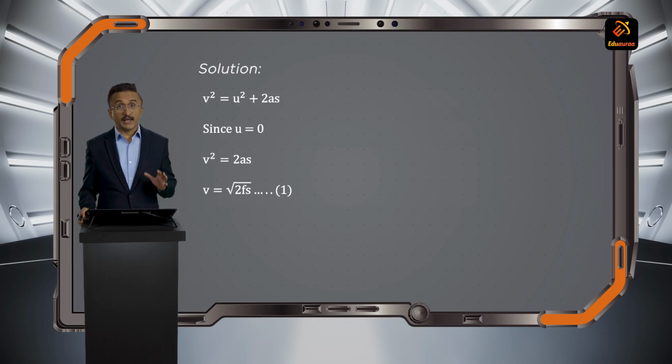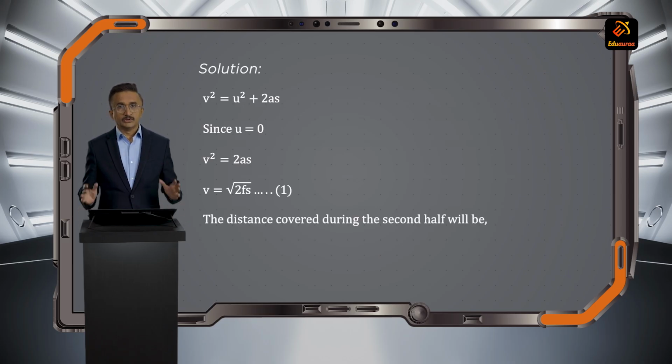So this is the velocity at the end of the first distance when there is acceleration, and now there is no acceleration. The car is moving with a constant speed, and that speed is root 2 fs, and the time is t. So s dash, what is the s dash? The distance covered during this second part, where the speed remains constant or acceleration is 0. So this distance is root 2 fst.